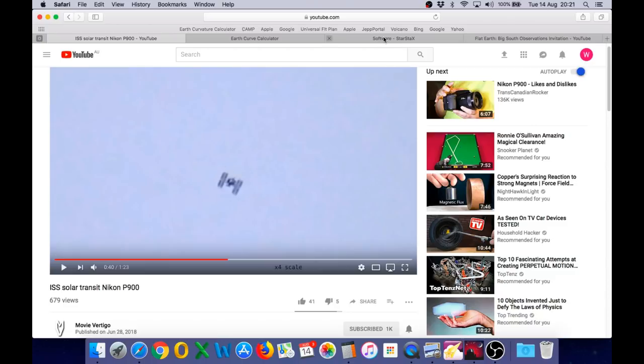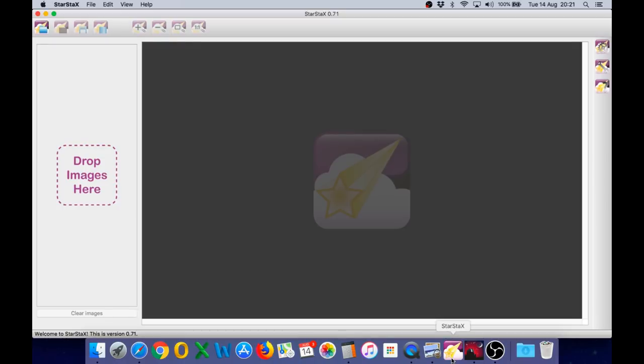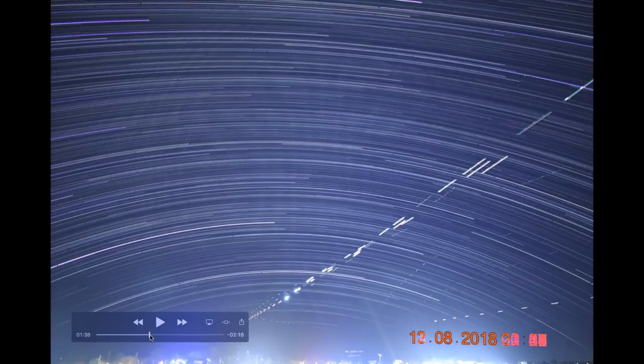But the software he put me onto is this one called StarStax, and it allows you to assemble numerous time-lapse photos into Star Trails videos, which I'll show you a few more now. So this is another Star Trails video, and this time I'm in Sydney, Australia, looking north. Now, the beauty of the StarStax software is you can choose to make the Star Trails appear as comets or as full trails. So there's the comet mode, and there is the full trail mode.